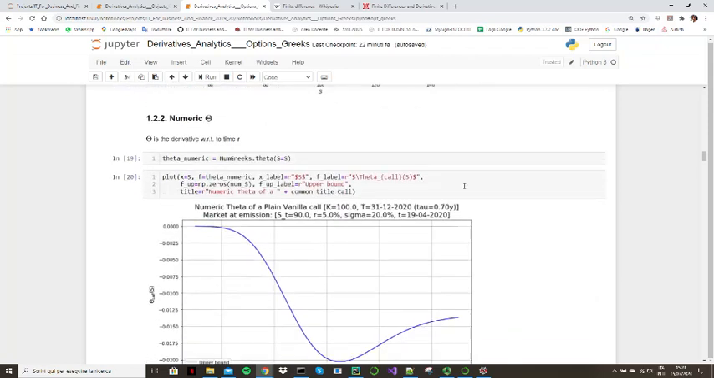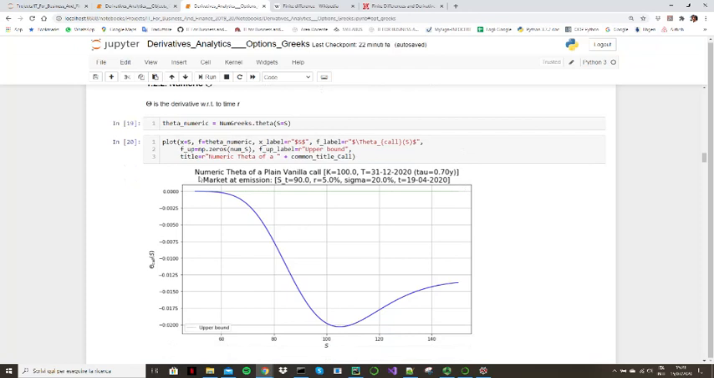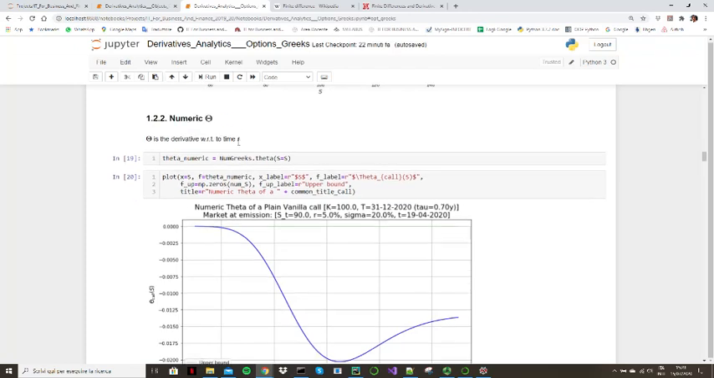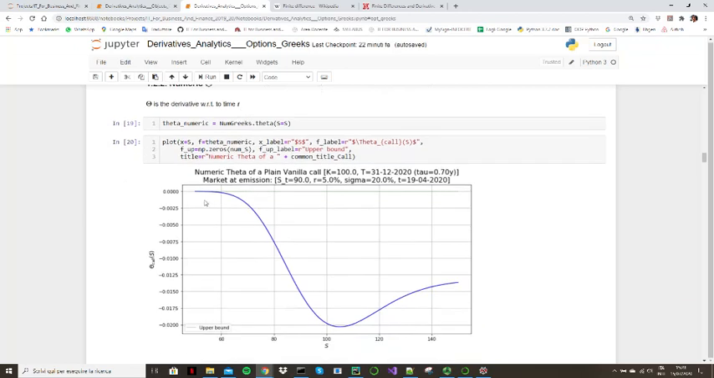Then there is the theta. Theta is typically the derivative of the pricing function with respect to time. Theta is typically negative, and as you can see, it's always below 0. This is because options tend to depreciate, to lose value as time elapses. So the derivative with respect to time is actually negative.